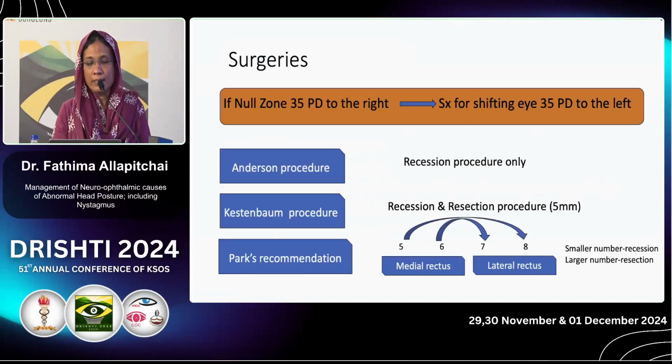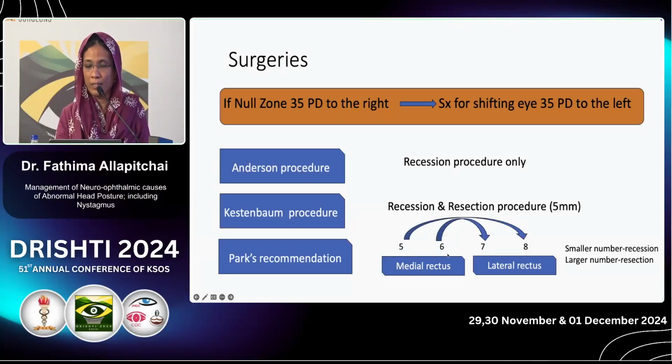Otherwise, the usual nystagmus surgery is to shift the null zone: if it is 35 PD to the right, we have to shift the eyes 35 PD to the left. These are all age-old procedures. The Anderson procedure is nothing but recession alone. Kestenbaum is recession and resection. What he recommended is 5 millimeter, resecting all the muscles. But then Parks recommended that it would not be suitable.